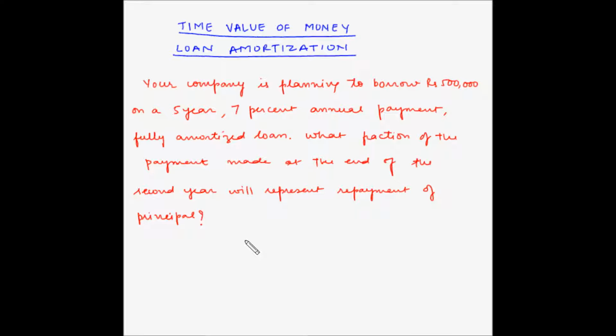So let us understand this example on a time scale. The loan is being taken for 5 years: 0, 1, 2, 3, 4 and 5. The amount being borrowed is 500,000 rupees or 5 lakh rupees. The rate of interest per annum is 7%.